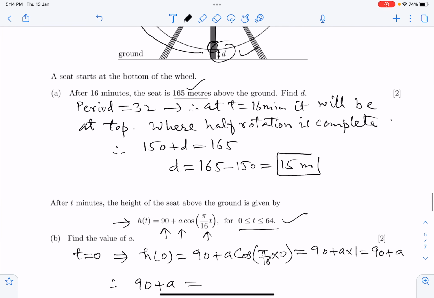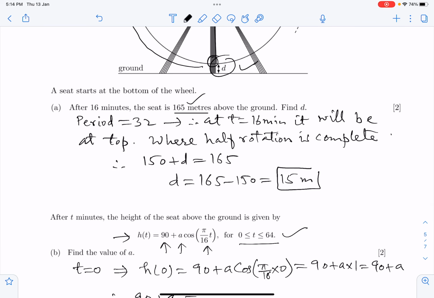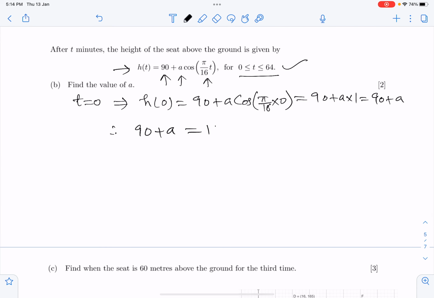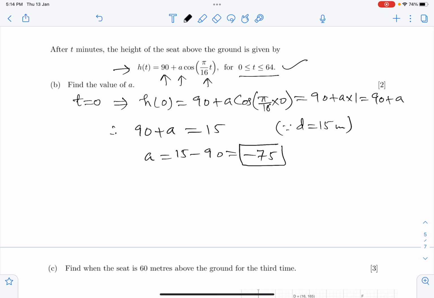90 plus a is at the ground level, isn't it? Look here, it is at the ground level, but ground level means it is d meters above the ground, and we already have the value of d. So we will take this equal to 15 because d is equal to 15. It is 15 meters above the ground. So this will give us the value of a. So 15 minus 90, which will be minus 75. Okay, so this is the value of a, negative 75.